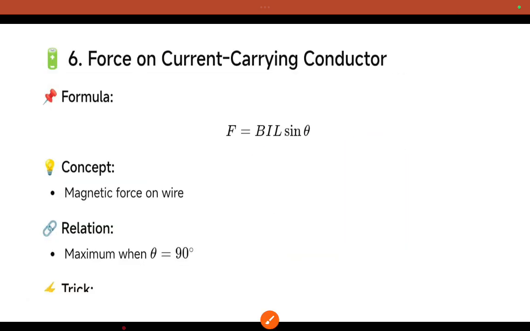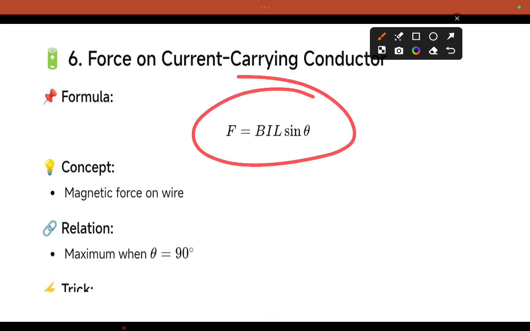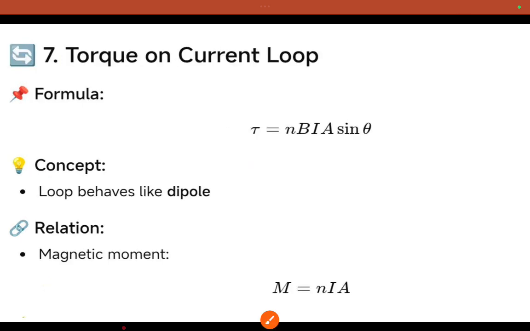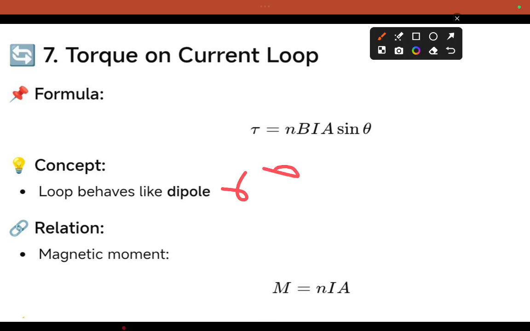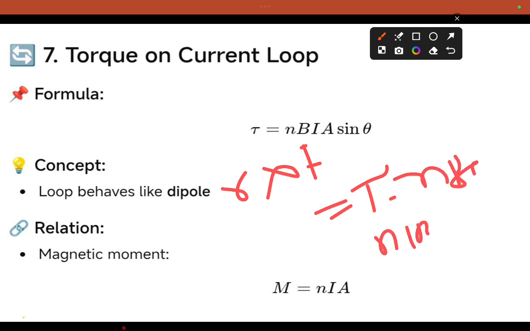Force on a current carrying conductor is represented as F equals BIL sin theta. It will be maximum when theta is 90 degrees. Torque on a current loop: torque is r cross F, that is torque tau equals NIBA sin theta. So this is about the torque.